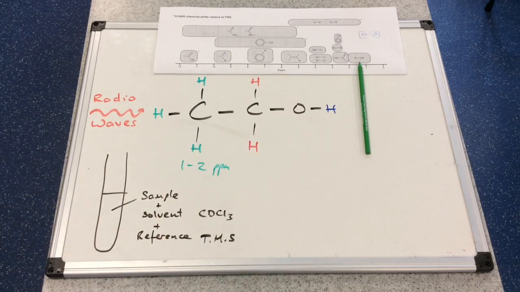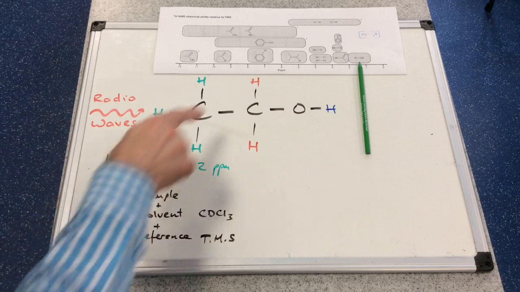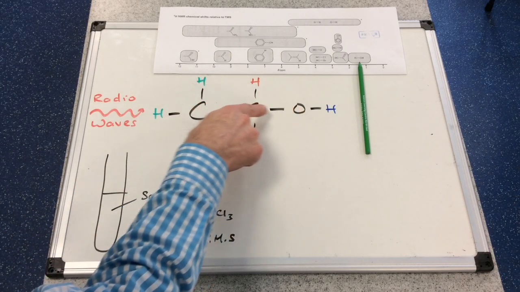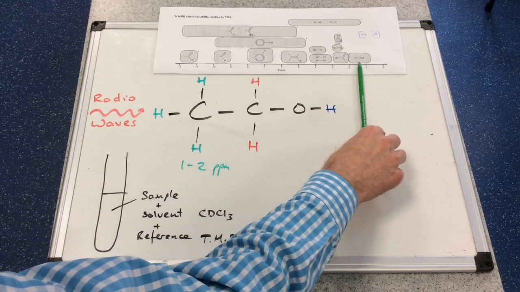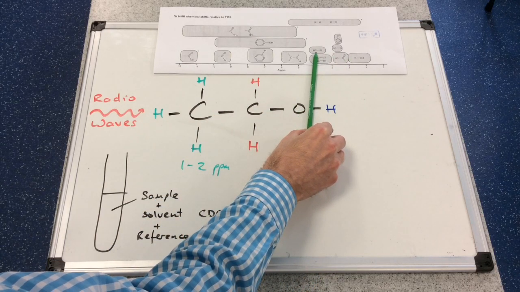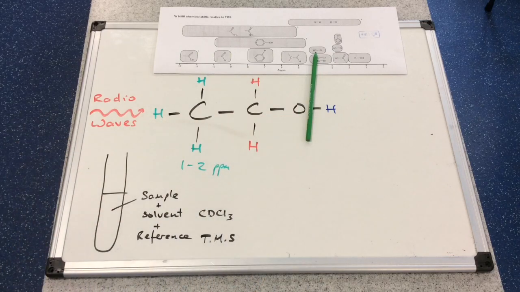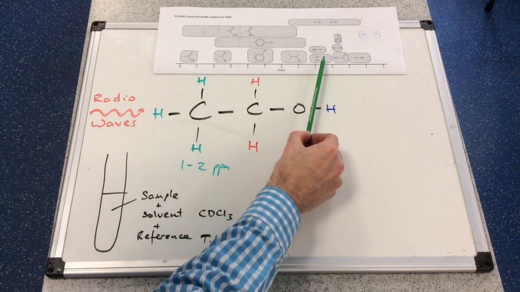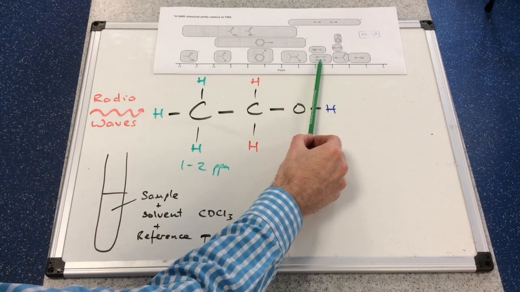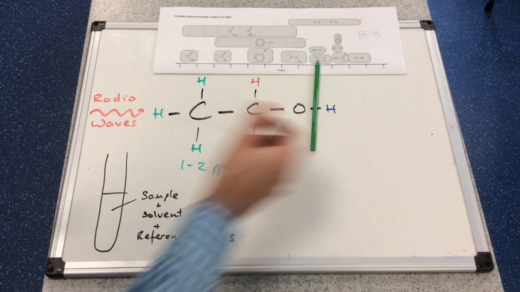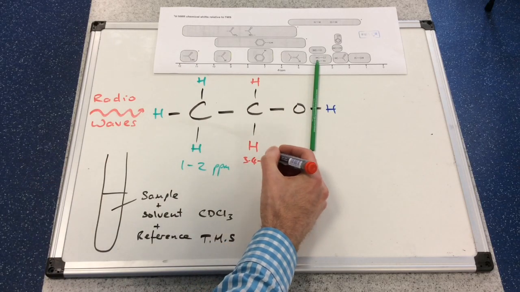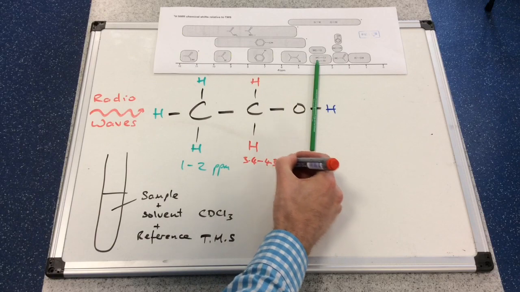Then if we look at the red protons, we've got a hydrogen bonded to a carbon, which is singly bonded to an oxygen, and that is this environment here. So that's the H-C single bond O environment, and that's somewhere between 3.3 and just over 4. So we'll say 3.4 to 4.3 ppm.